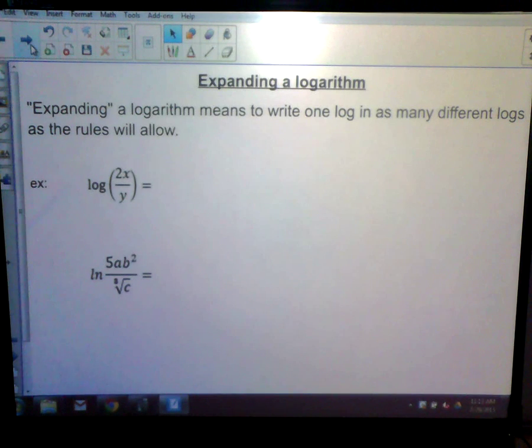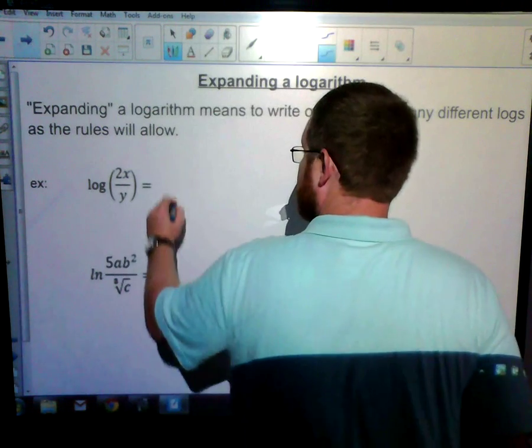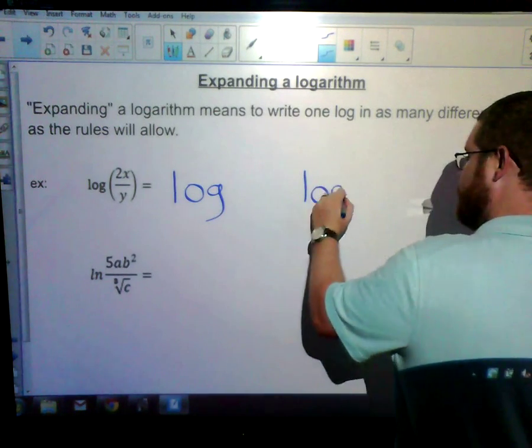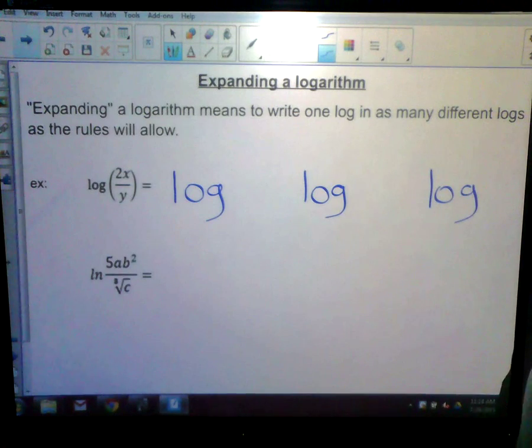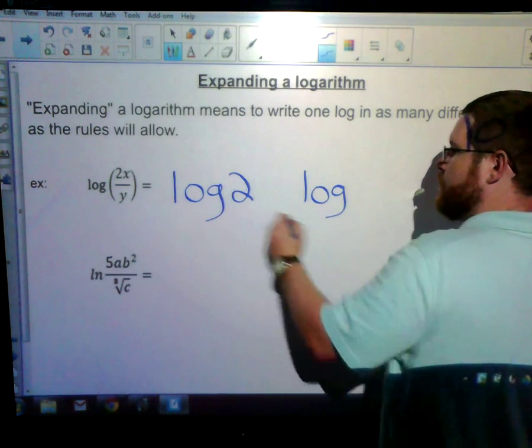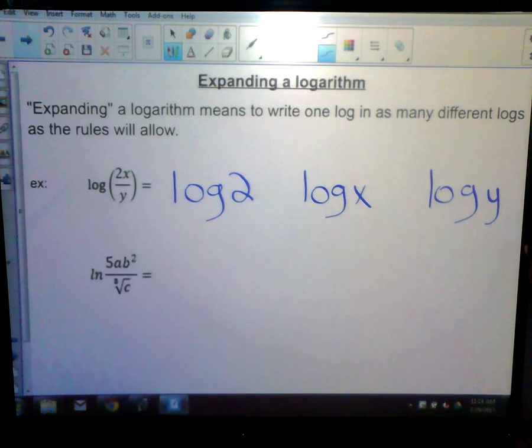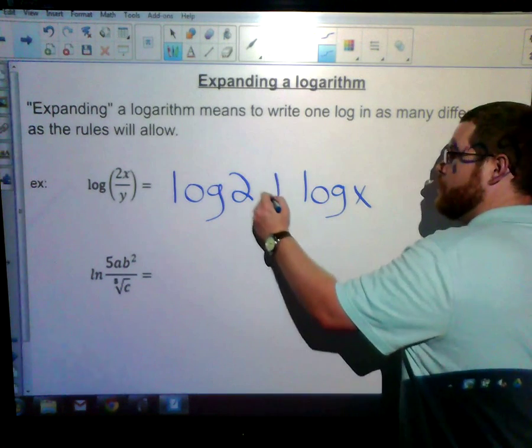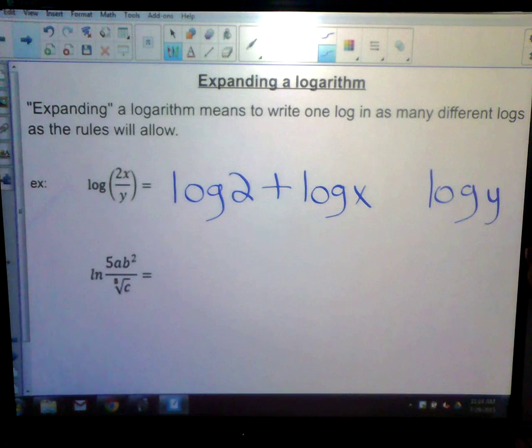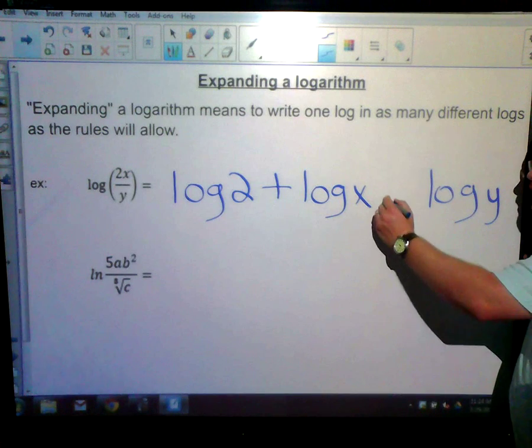Let's expand a log. That means to write 1 log in as many different log rules as possible. So I have a log of 3 things. So I want 3 different logs. What are my 3 things? They're 2, they're x, and they're y. Well, what are the 2 and the x doing to each other? They're multiplying. 1 log multiplied is 2 logs added. What's the y doing? It's dividing. 1 log divided is 2 logs subtracted.